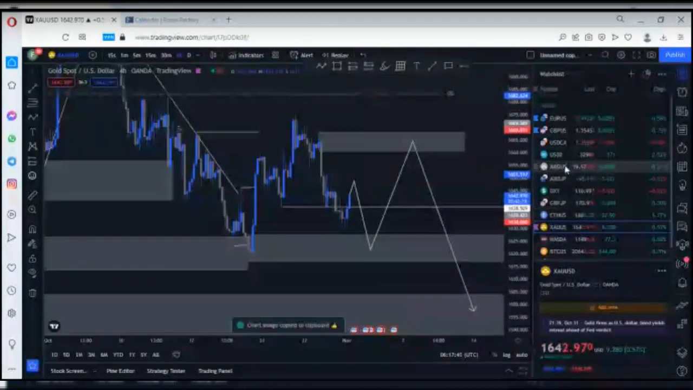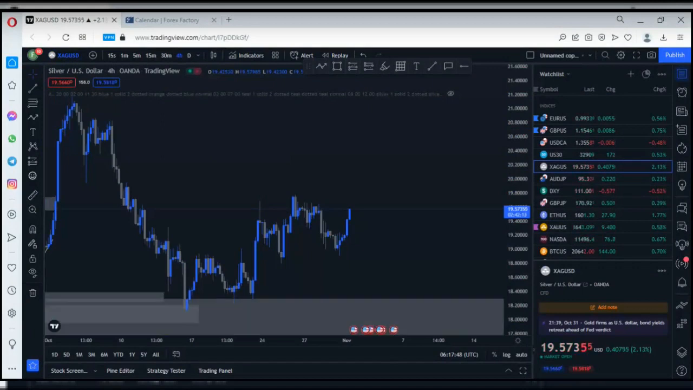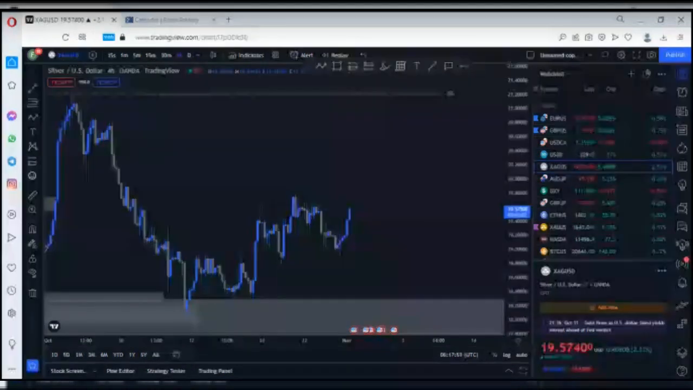I remember XAG USD. We were analyzing it some time back. There's some lady from Nigeria who asked for a setup. I don't know if she's still here, but I'll search her up.